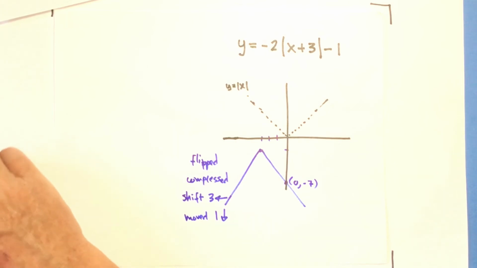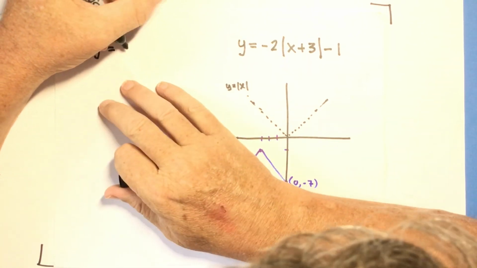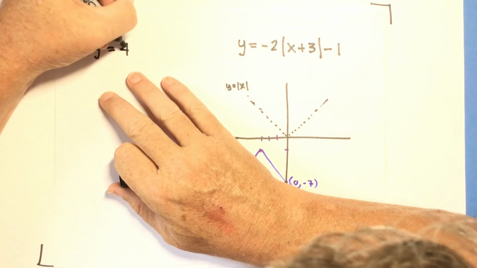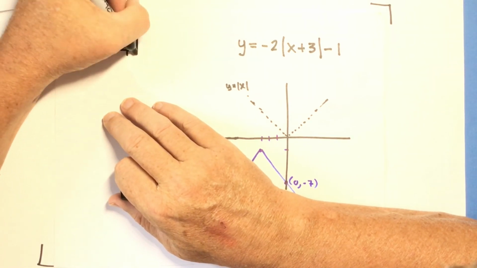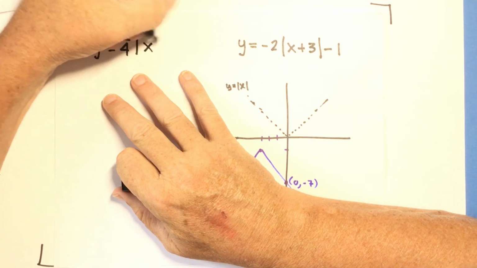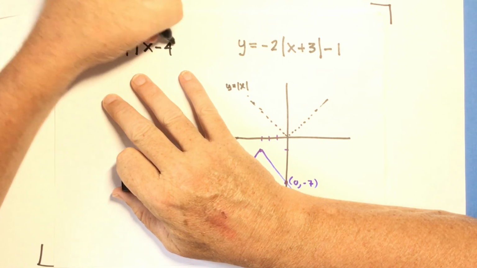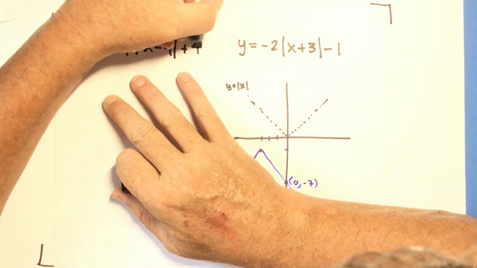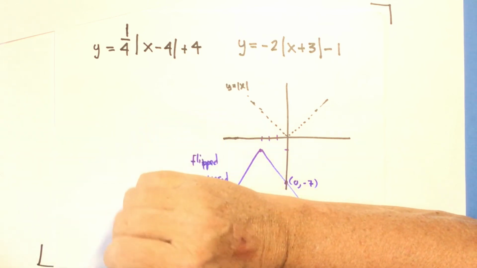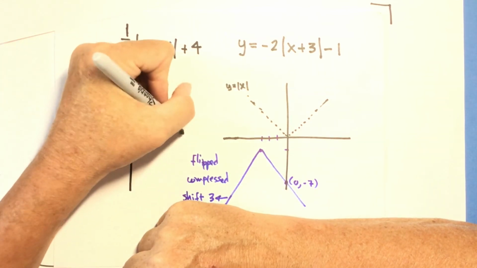Okay, let's do one more here. Let's say y equals, let's do a positive 4. No, let's do a 1/4. And let's say the absolute value of x minus 4, plus 4. There you go. I just made that up right off the top of my head. If you couldn't have done that, don't worry. I'm a professional.